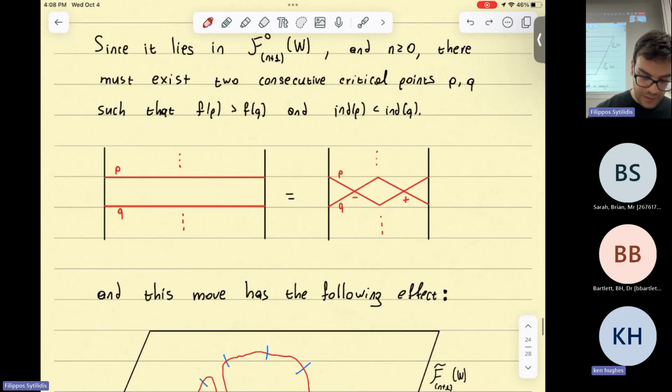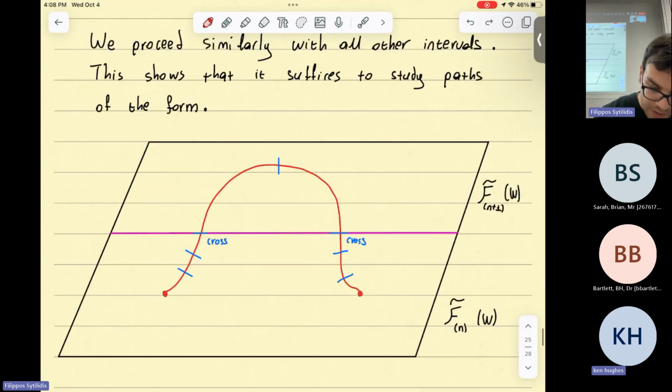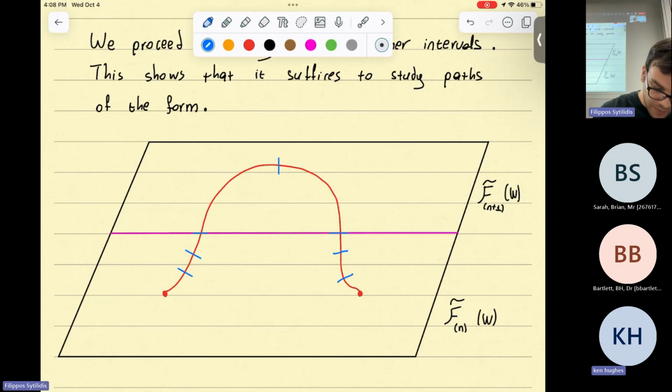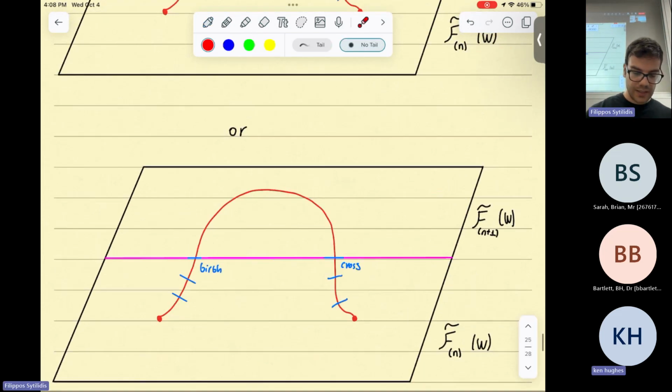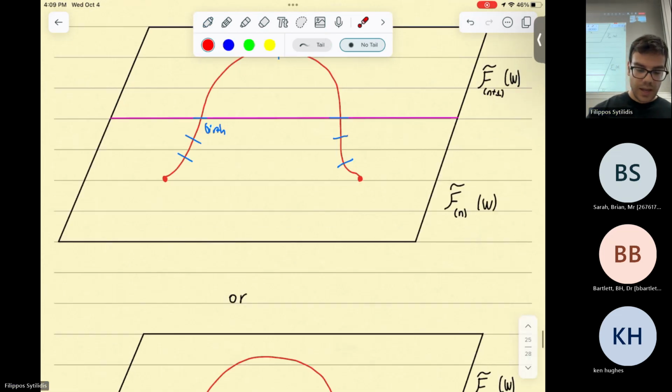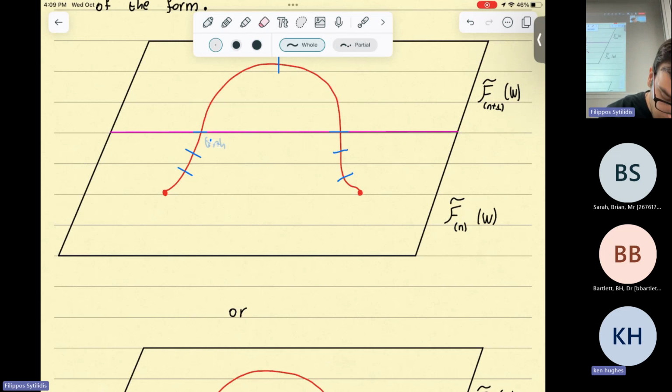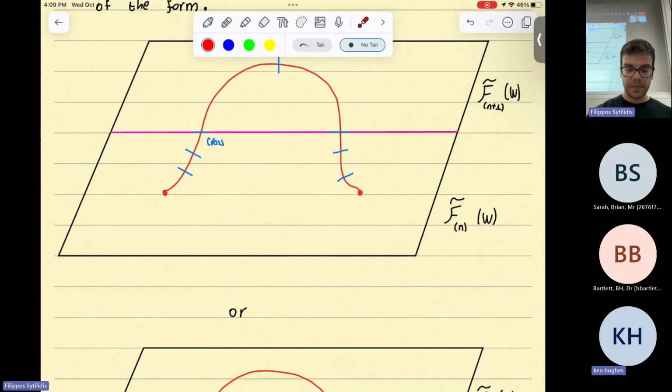Fair. Correct. So that's what the general situation looks like. Okay, and I'm just saying, if this here happened to be a birth, apply the same argument so that I get into this situation. And if it was a cross, do nothing. It can't be a death because death cannot increase badness.